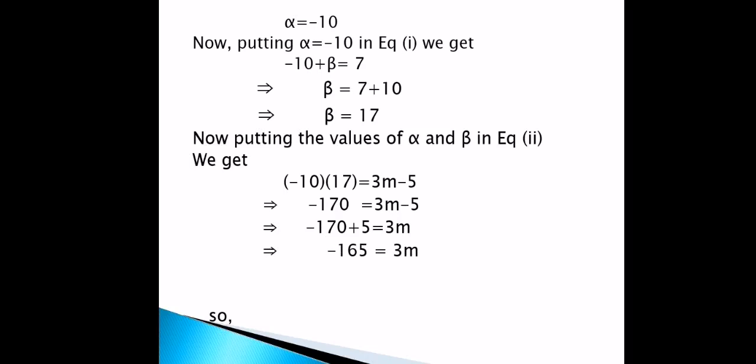Now we have the values of alpha and beta which we were supposed to find in order to find the value of m, which was part of equation number 2, containing the product of roots. So putting the values of alpha and beta, we get minus 10 into 17 is equal to 3m minus 5. It will be minus 170 is equal to 3m minus 5. Shifting 5 to the other side, we get minus 165 is equal to 3m. Dividing both sides by 3, we get m is equal to minus 55. So the value of m is minus 55.